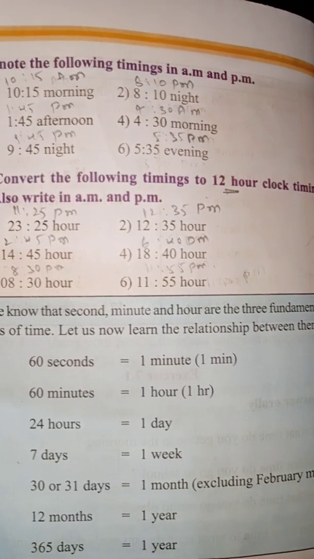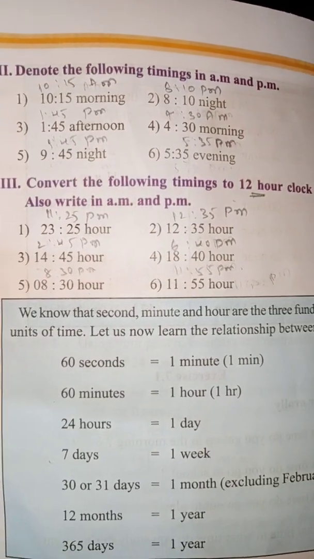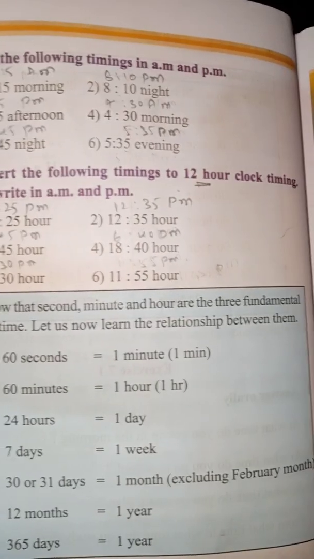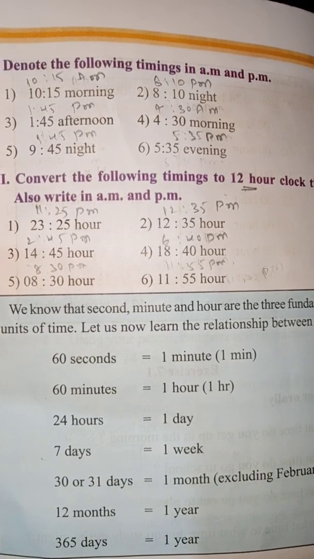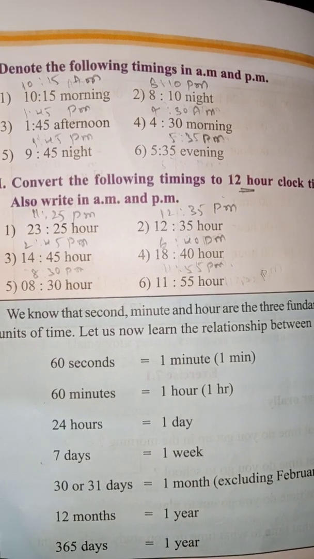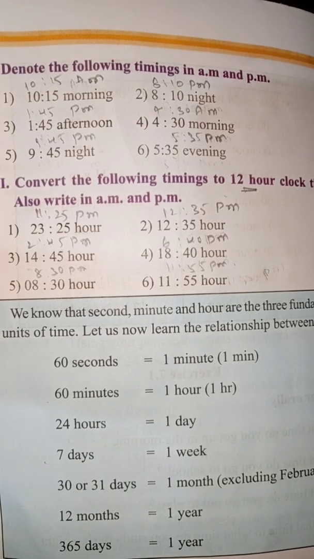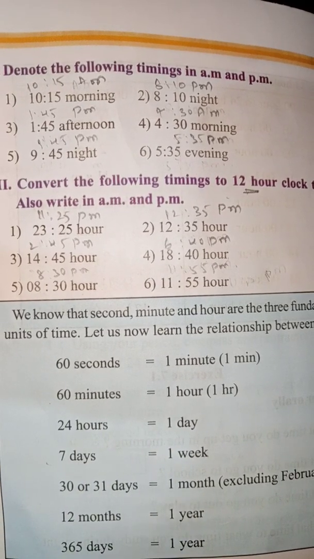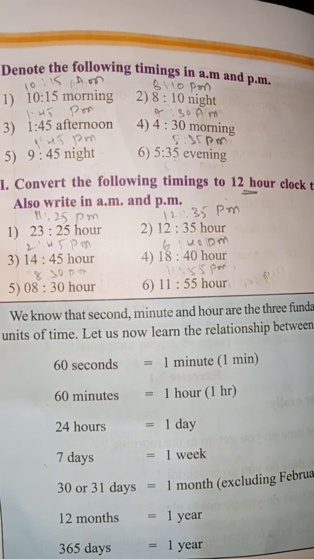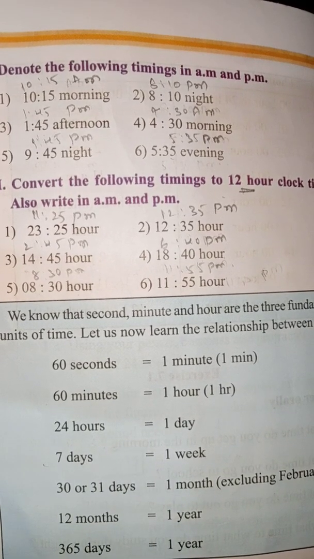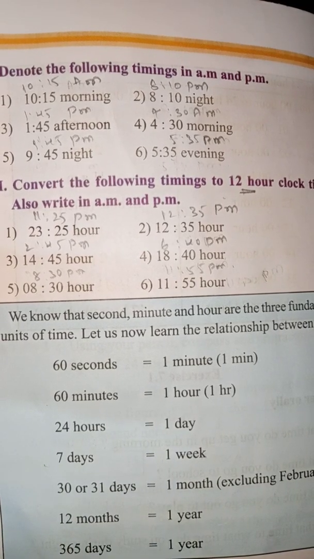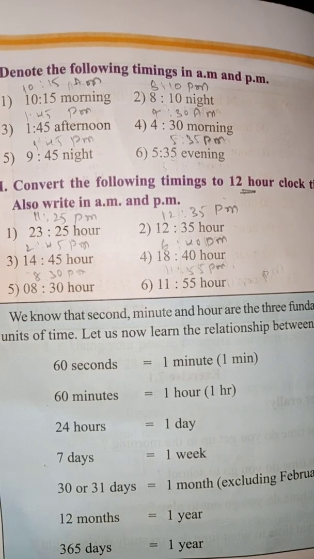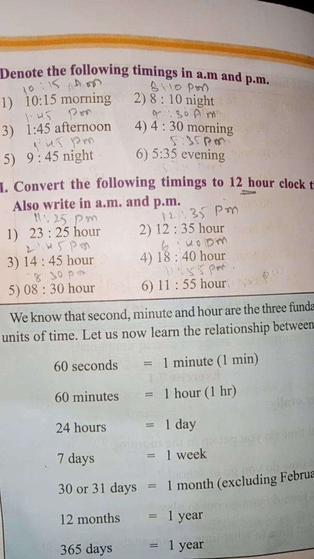We know that seconds, minutes and hours are three fundamental units of time. Let us now learn the relationship between them. Time can also be measured in days, weeks, months and years. There are 7 days in a week. There are 4 weeks in a month. There are 12 months in a year. Seven months have 31 days each: January, March, May, July, August, October and December.